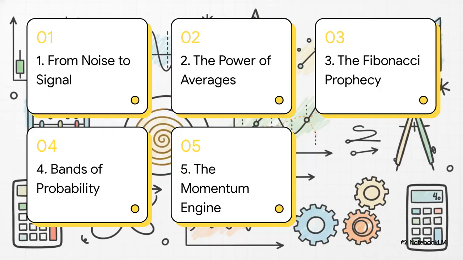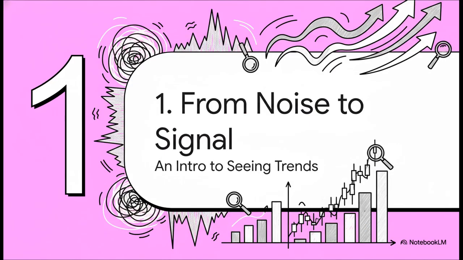All right, here's the roadmap for where we're headed. First, we're going to talk about separating noise from a signal. Then we'll get into the power of averages. After that, something kind of cool called the Fibonacci prophecy. It's wild. Then we'll look at bands of probability to figure out what's normal, and we'll wrap it all up with the market's momentum engine. Let's get to it. Okay, first up, from noise to signal.